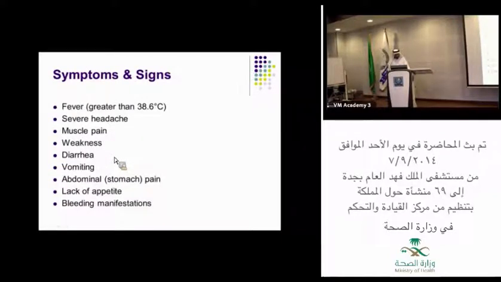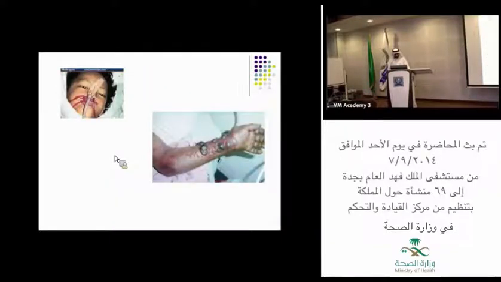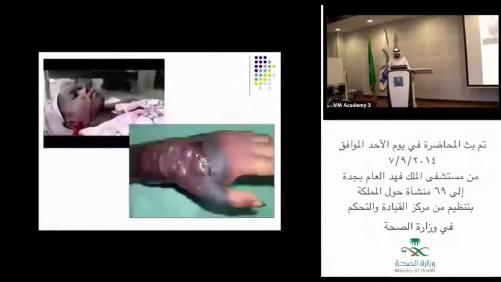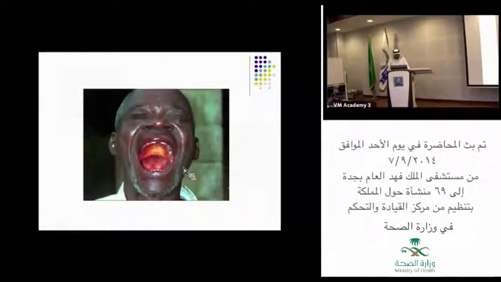Symptoms include fever, severe headache, muscle pain, weakness, diarrhea, vomiting, abdominal or gastric pain, lack of appetite, and bleeding manifestations. This is just some pictures of patients who've had Ebola. You may have bleeding from the nose, known as epistaxis. You can have gastrointestinal bleeding, upper GI bleeding. You can have cutaneous bleeding manifestations. You can have hematemesis, you can also have ecchymotic patches in the patients. You can have bleeding from the gums.